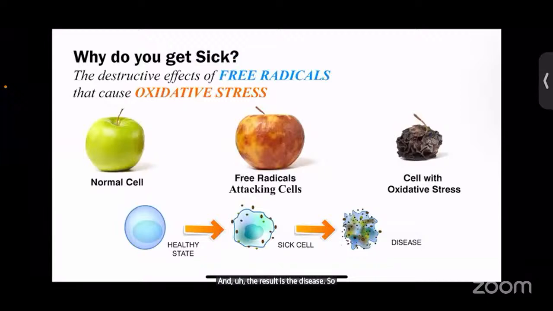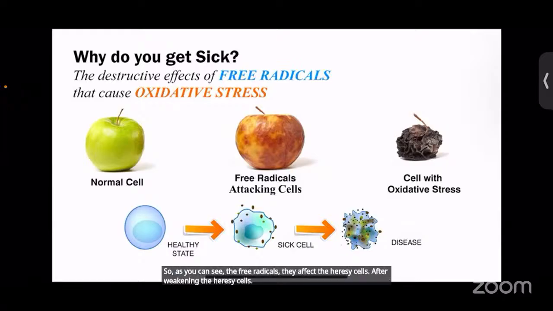When we talk about non-communicable diseases, this is the way they are formed in our bodies. The free radicals affect the healthy cells, and after weakening them, we end up getting non-communicable diseases. These are the diseases that we don't get from other people. For example, if you have BP, you don't get BP from someone. When you have diabetes, you don't get diabetes from another person.